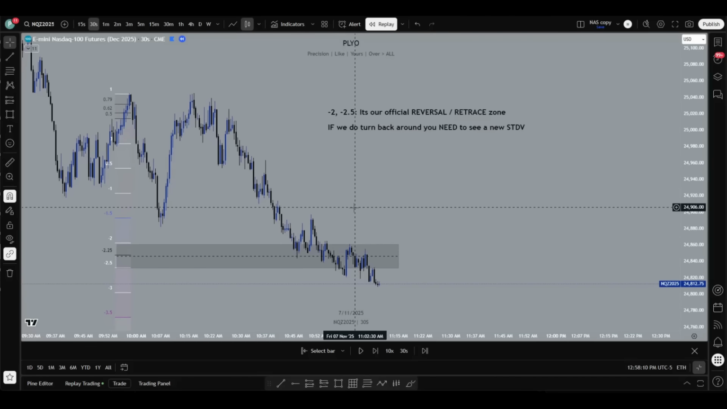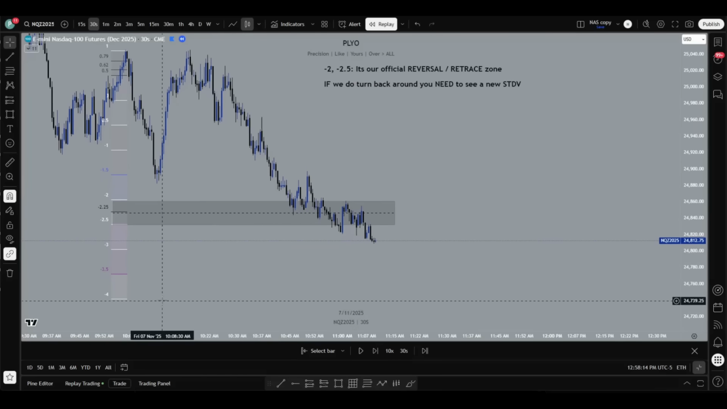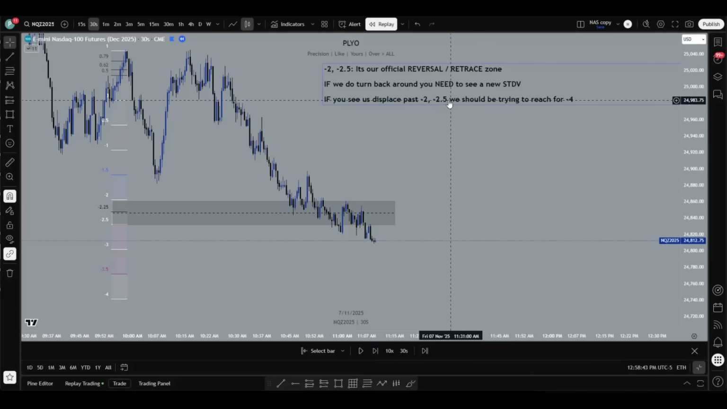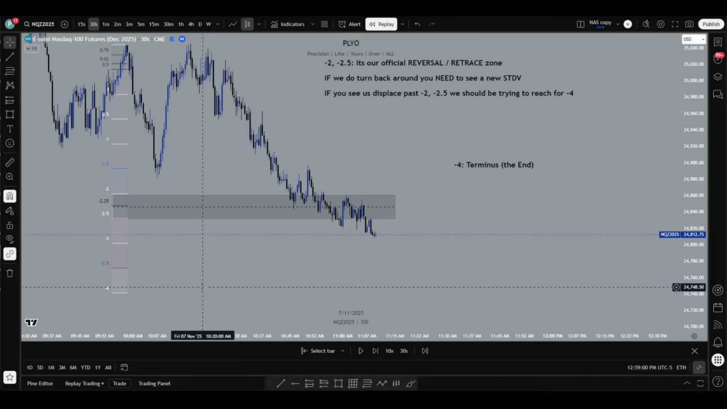So what does that mean? If we don't hold -2 and we close through it, there's a very high chance we'll get to -4. If you see us displace past -2.5, so it's supposed to be a reversal zone, but if you see us do that, we should be trying to reach for -4. And -4, I'm going to talk about it right now. It should be the end of your standard deviation. So -4 is simply what's called terminus, means the end. That should be where the standard deviation is over. Okay, and that's where you also expect a real strong reversal, because the higher time frame, that should be like -2 of the higher time frame.